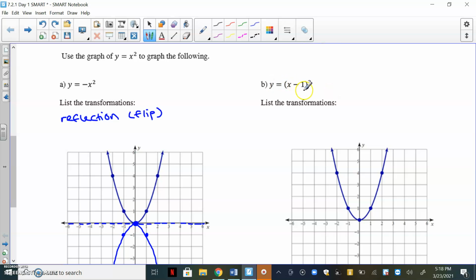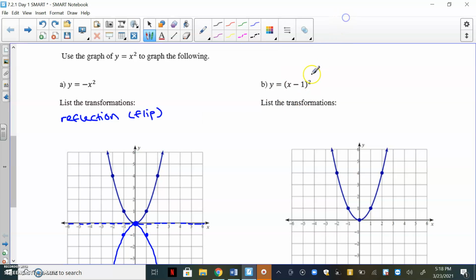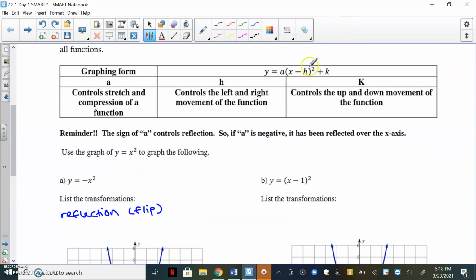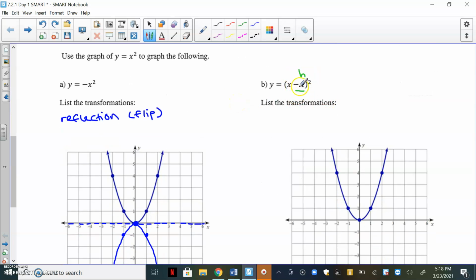All right, this next one is (x minus 1) squared. So here there is something going on in the parentheses, and if we go back up to our graphing form, that's going to be our h. So h is in charge of left and right movement. So it's really important that you remember that h is obnoxious, and it does exactly what you wouldn't expect it to do, meaning if there's a minus in here, you're going to move to the right. If there's a plus, you're going to move to the left. I know it's not what your brain would necessarily assume, so you got to make sure you keep checking yourself when you're doing that. So this minus 1 indicates that we're going to move to the right by 1 unit.